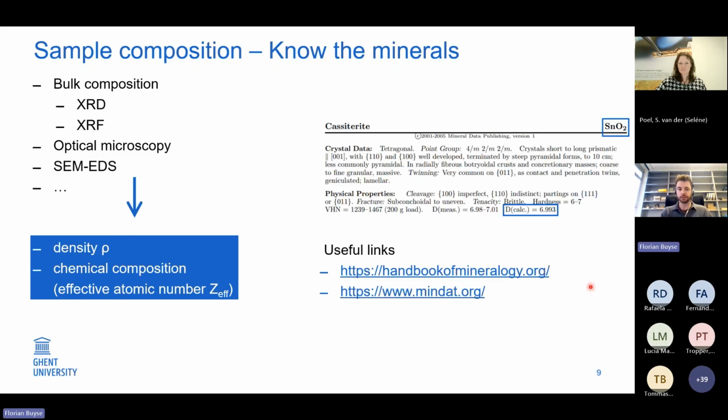Useful links to define those are, for instance, the Handbook of Mineralogy. You see here an example where you can see the chemical composition and the calculated density that can be used to know the mineral and to know the attenuation coefficient better. Another website that is useful is mindat.org, which delivers the same type of information.